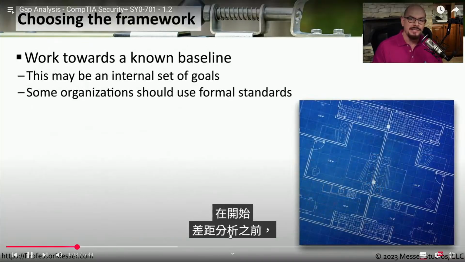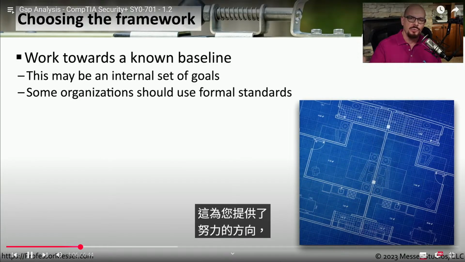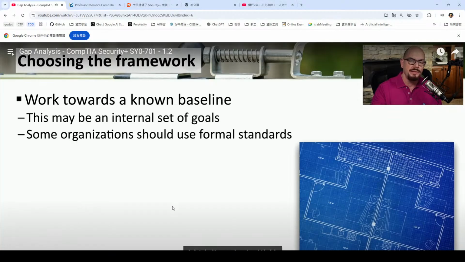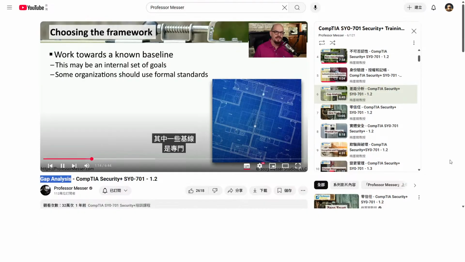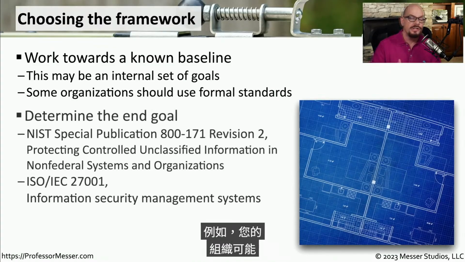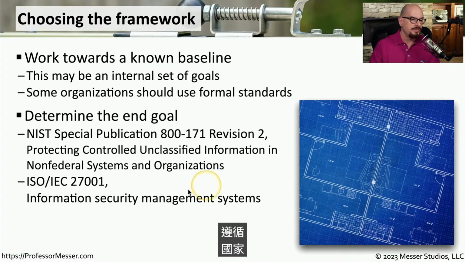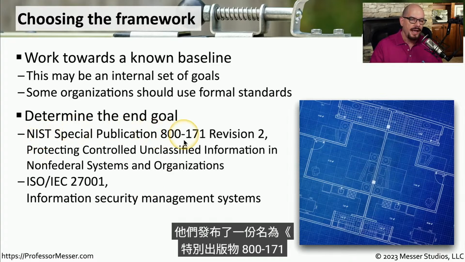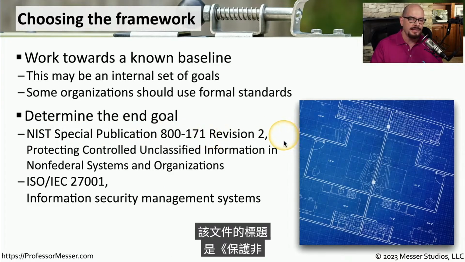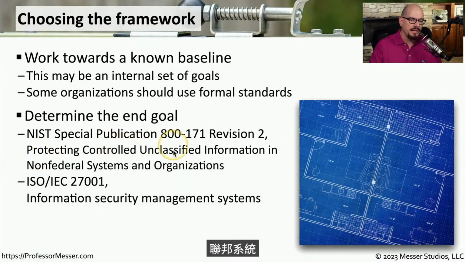Before starting the gap analysis, it's useful to have a baseline. This gives you something to work towards and an idea of where the goals should be for your organization. There are a number of different baselines to choose from, and some of these baselines have been specifically created for certain organizations. For example, your organization may be following a set of baselines from the National Institute of Standards and Technologies. They publish a document called the Special Publication 800-171 Revision 2, and the title of that document is Protecting Controlled Unclassified Information in Non-Federal Systems and Organizations.